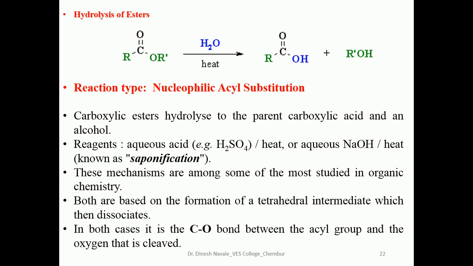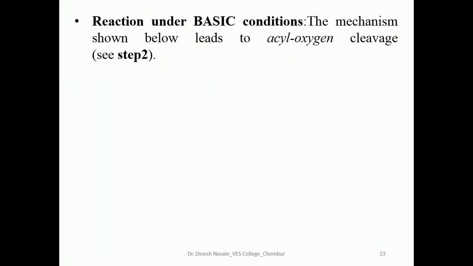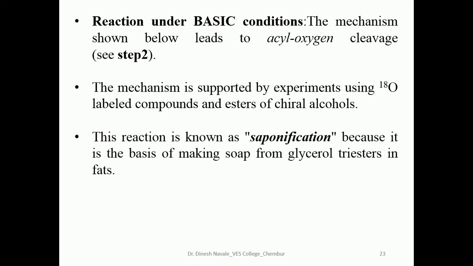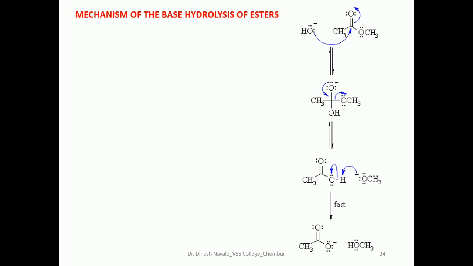The breaking of the acyl oxygen bond can easily be confirmed by labeling of the oxygen. Labeling studies play a very important role in this mechanism. The mechanism is supported by using the labeled oxygen-18. So this is the mechanism for base-catalyzed ester hydrolysis. You can easily observe how the hydroxide ion attacks the carbonyl carbon, giving the formation of the tetrahedral intermediate, which is again converted into a carboxylate ion.